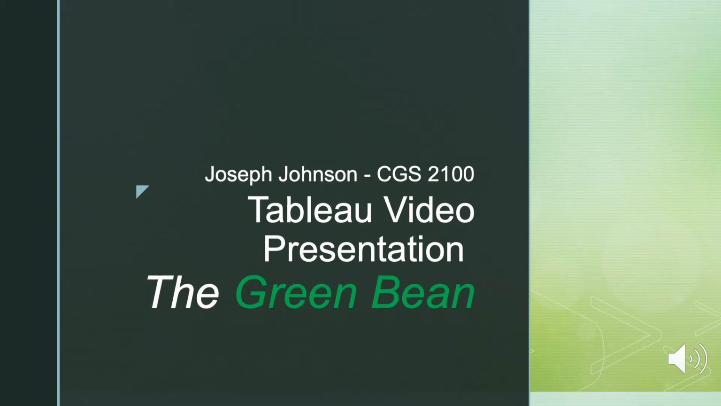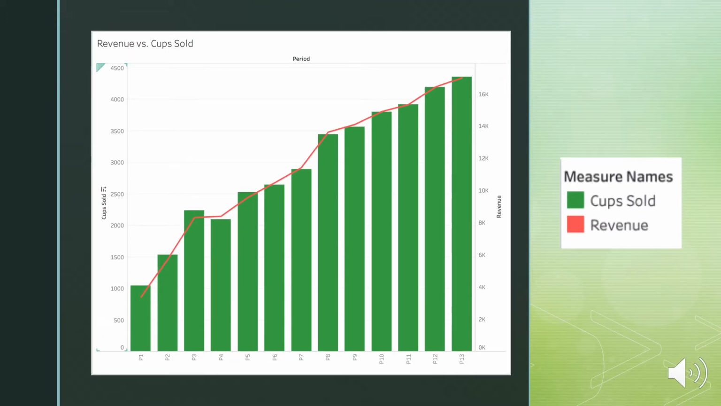So the first graph I did is revenue versus cups sold. As you can see, you have cups sold on the left, revenue on the right, with the periods on the bottom. Cups sold is in bar graphs in green, while revenue is a red line right above them. And I was surprised that the revenue seemed to mirror the cups sold pretty accurately. There was a jump that I noticed, a couple of them actually.